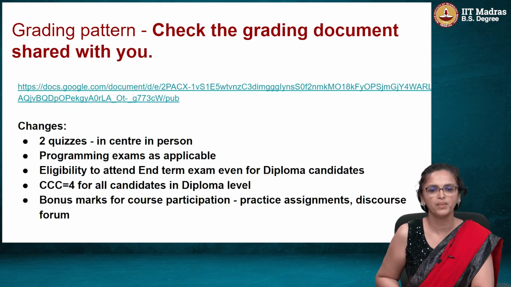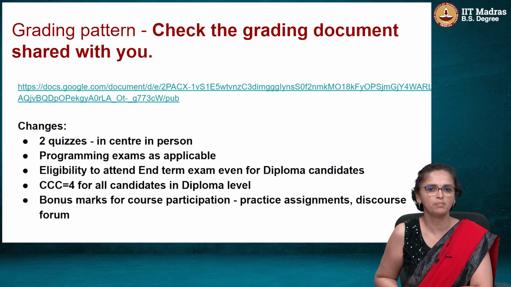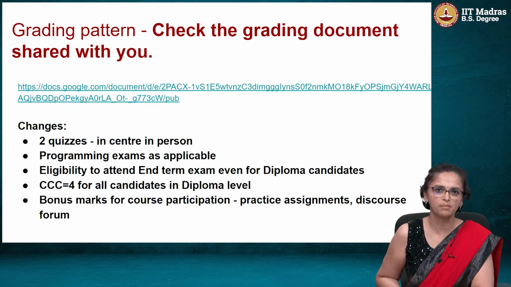Also, the fees for courses in the diploma level is 10,000 rupees. Hence, think about what fee you will be paying, and if you are not able to complete it or you want to drop it, the loss is much more as compared to a foundation level course. So, keep these things in mind when you are registering for courses at the diploma level.